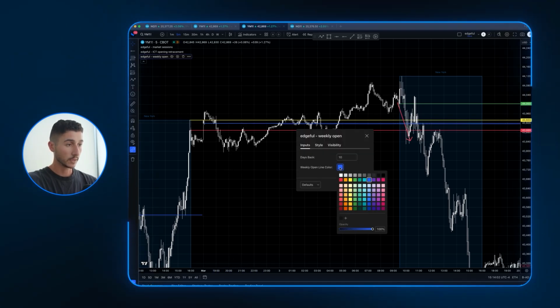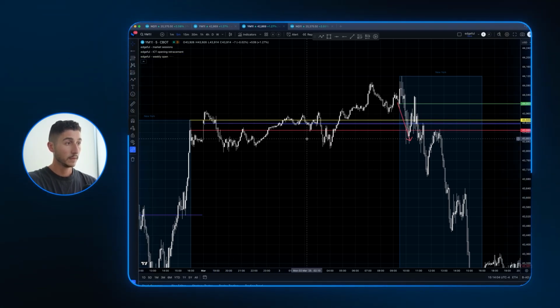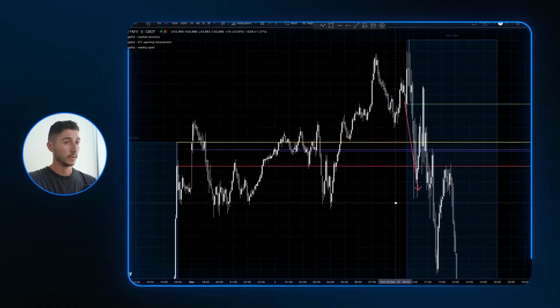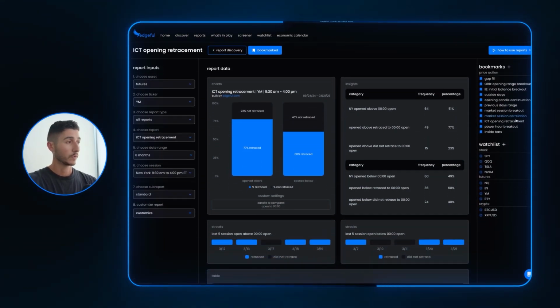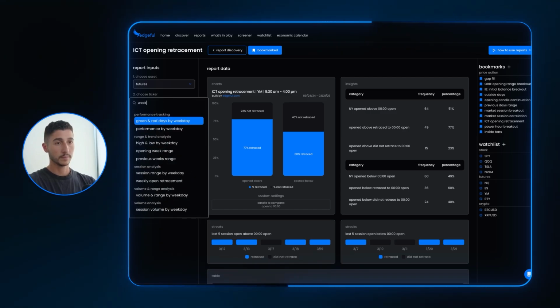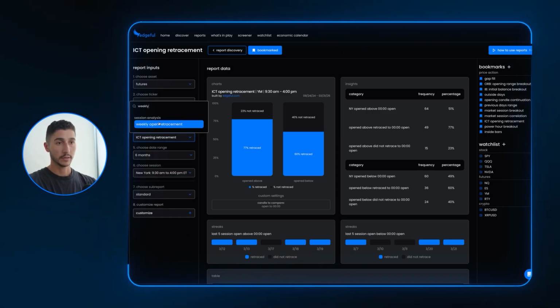And I'm going to change the color to be purple. And I'm going to zoom in a little bit. This is one that you can use mostly earlier in the week. And we're going to go to the weekly open report. Weekly open report.